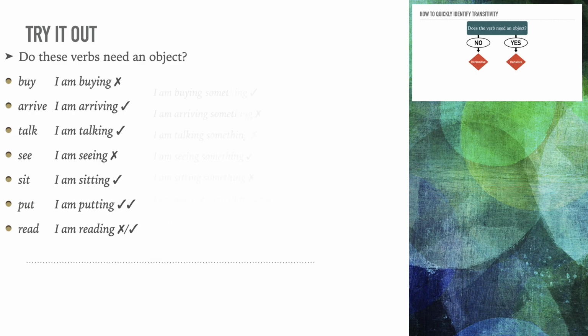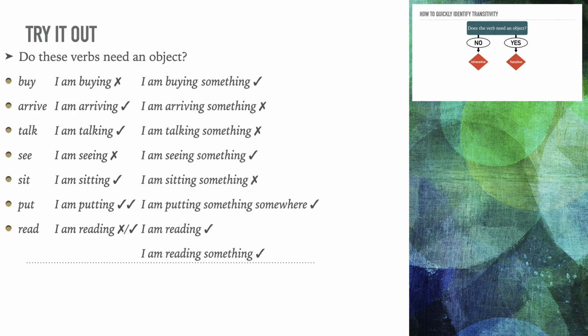Now let's try it with an object. I am buying something. Much better. I am arriving something. That doesn't sound right. I am talking something. That doesn't sound right. I am seeing something. Sounds good. I am sitting something. That doesn't sound right. I am putting something somewhere.